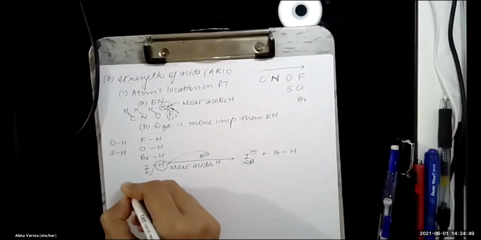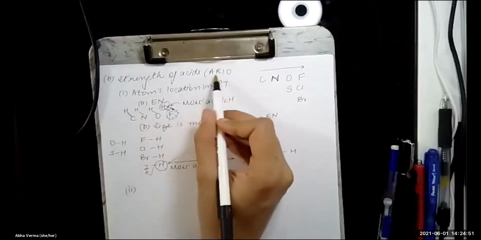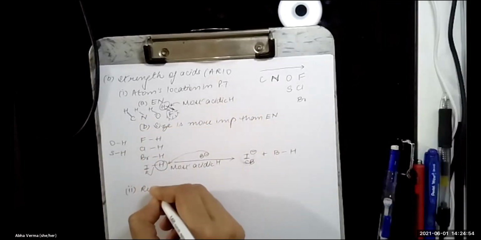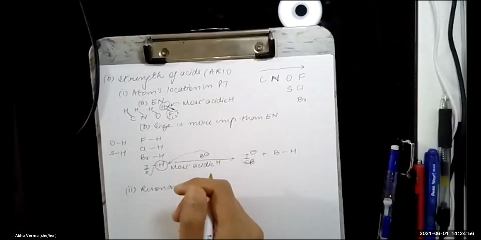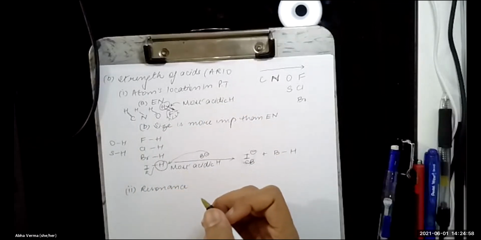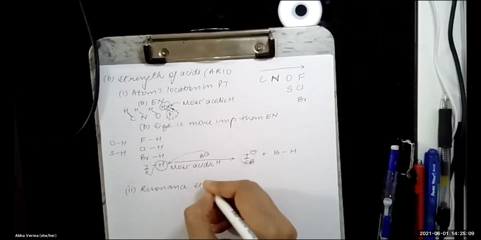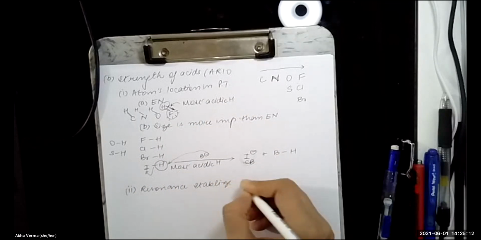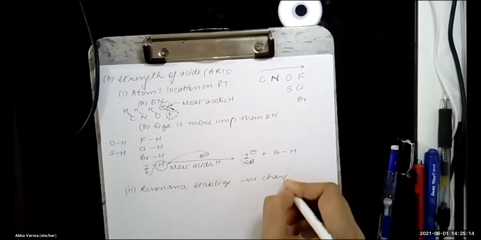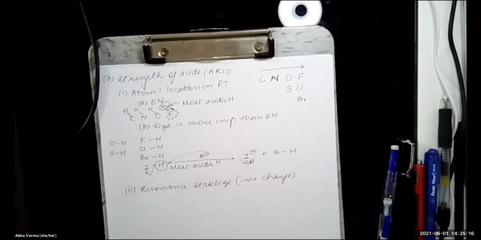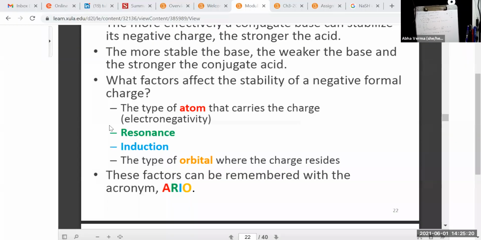The second thing after atom is resonance. And resonance, we have already seen, is the movement of electrons via the vacant orbitals and unshared orbitals. So again, who can stabilize the negative charge? Let's jump to our slideshow.